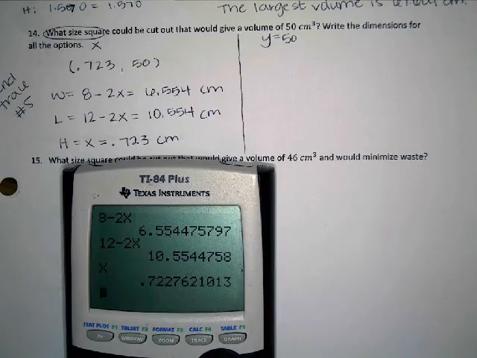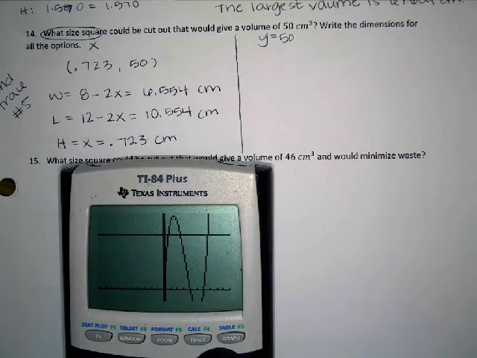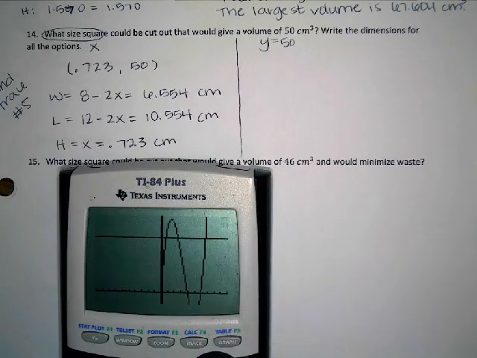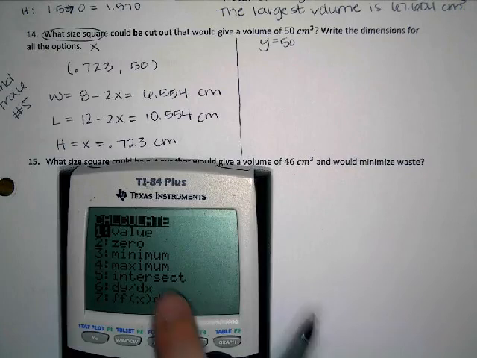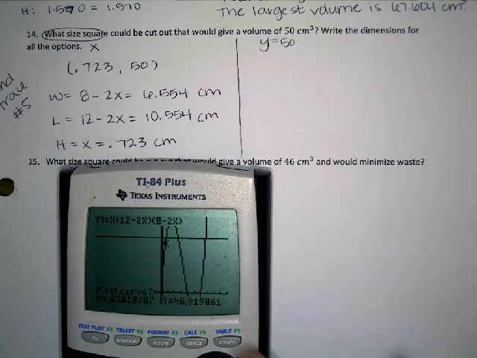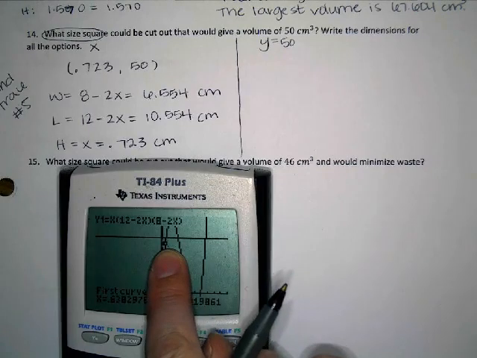Okay, how do I find my second answer? So I just did this one. What should I do now? So I'm going to do second trace. I'm going to go back to option number 5. And this time, all I have to do is move the cursor closer to the second intersection than it is to the first. So I'm just going to hold down my right arrow until I'm closer to this one.